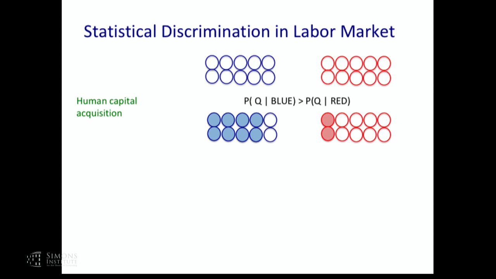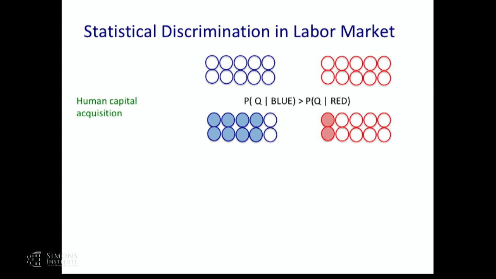I use the shaded circles to represent those individuals that become qualified as a result of this investment in human capital. I'm trying to differentiate between the ability and the qualification of the individuals, knowing that it is impossible to really tell them apart in practice, so this is the abstraction.